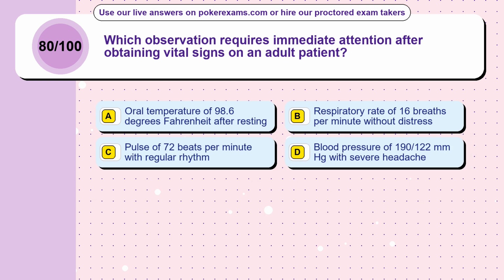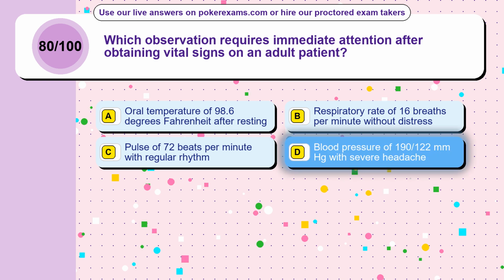Question 80. Which observation requires immediate attention after obtaining vital signs on an adult patient? Option A. Oral temperature of 98.6 degrees Fahrenheit after resting. Option B. Respiratory rate of 16 breaths per minute without distress. Option C. Pulse of 72 beats per minute with regular rhythm. Option D. Blood pressure of 190/122 mmHg with severe headache. The correct answer is option D.